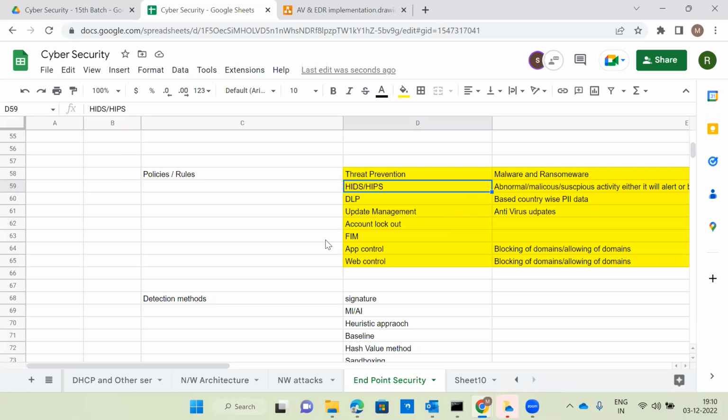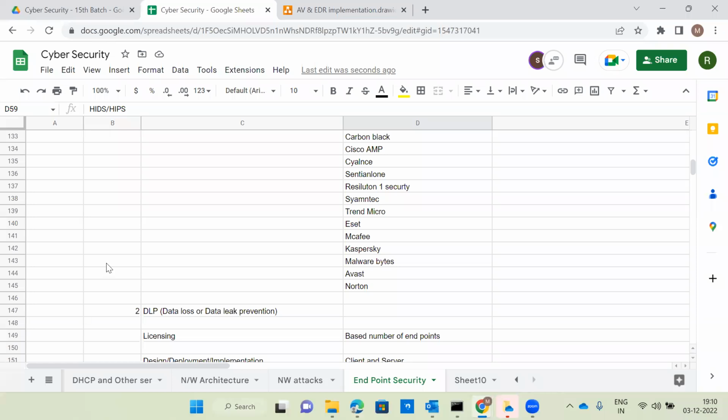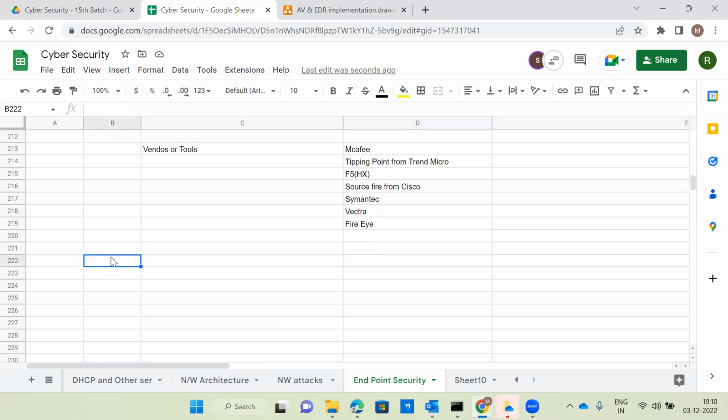Next one is file integrity monitoring, the fourth one. The full form is file integrity monitoring.